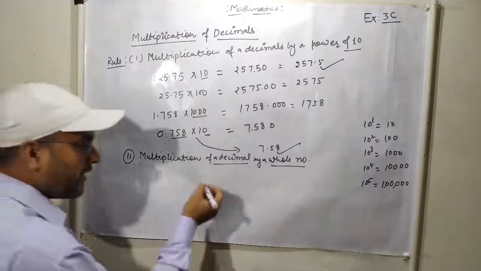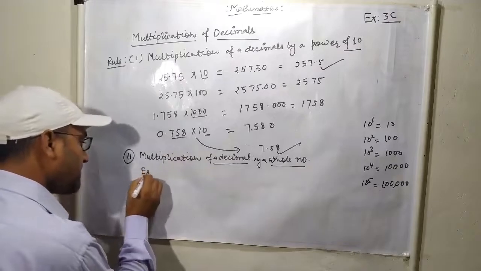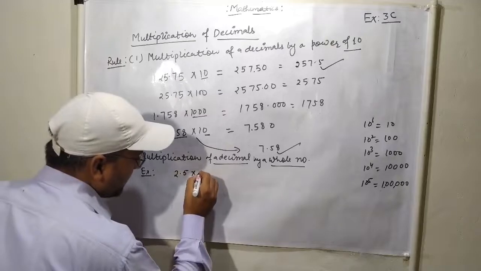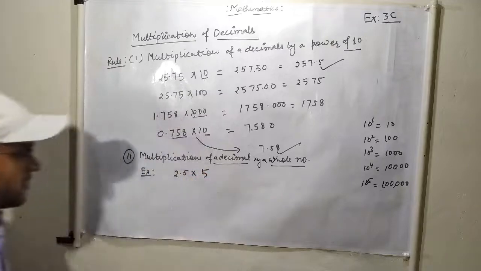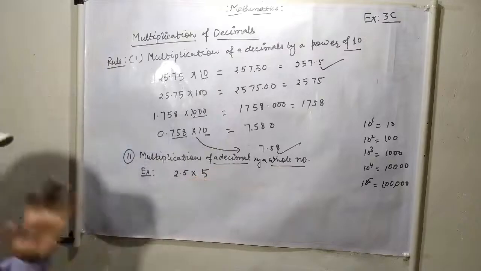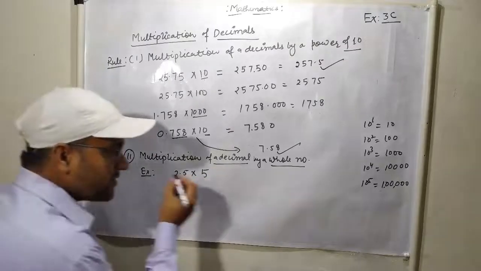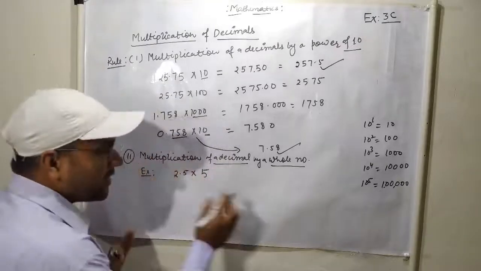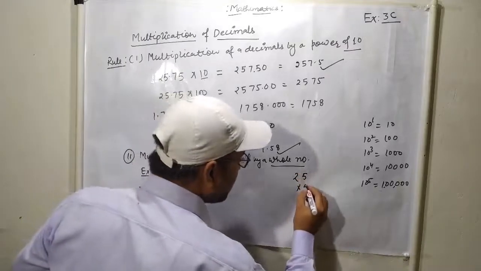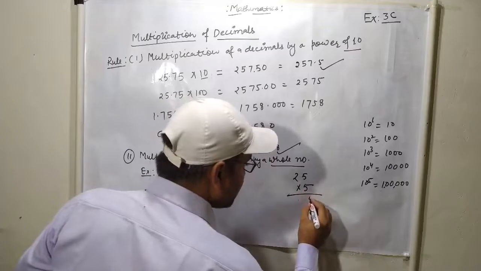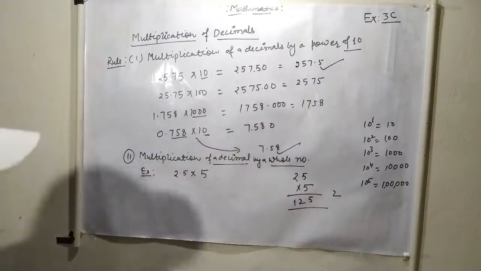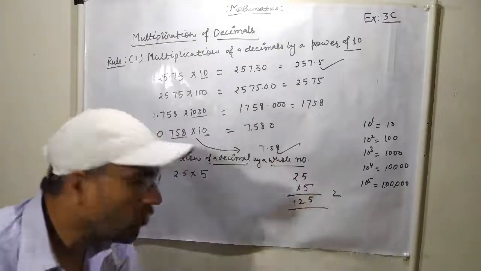In this one, for example, 2.5 is multiplied by 5. Suppose a decimal number is multiplied by a whole number. Very easy. First you simply multiply without the decimal. Take 2.5 as 25 and multiply with 5. 5 times 5 is 25, 2 carry, 5 times 2 is 10, plus 2 is 12, so 125. This is the multiplication of two whole numbers.